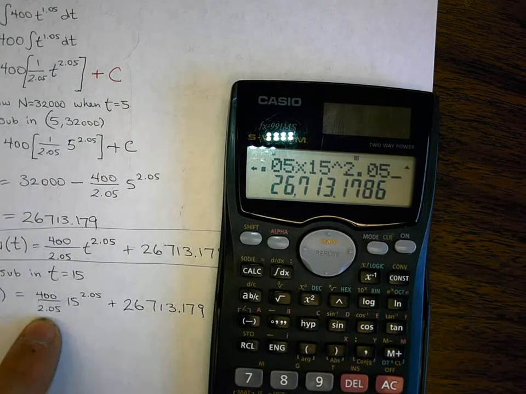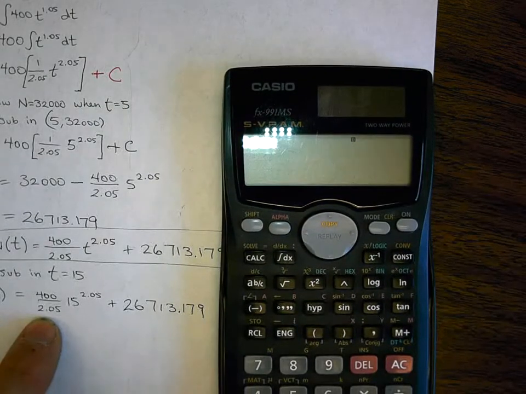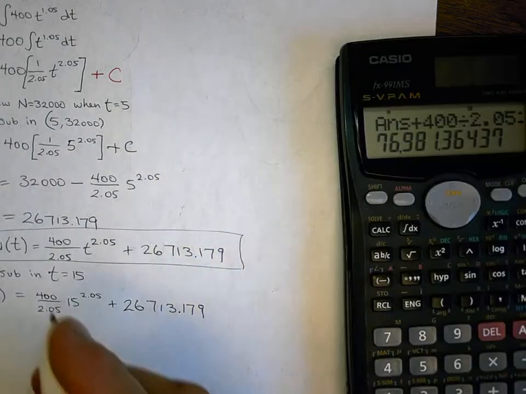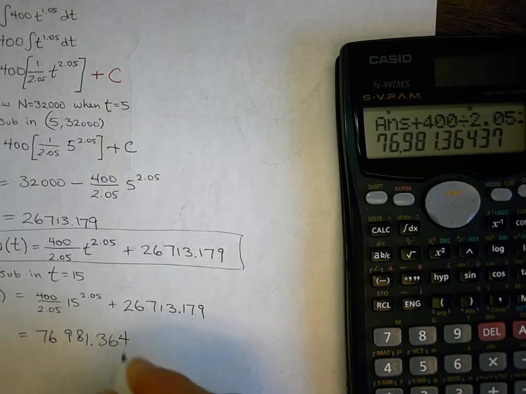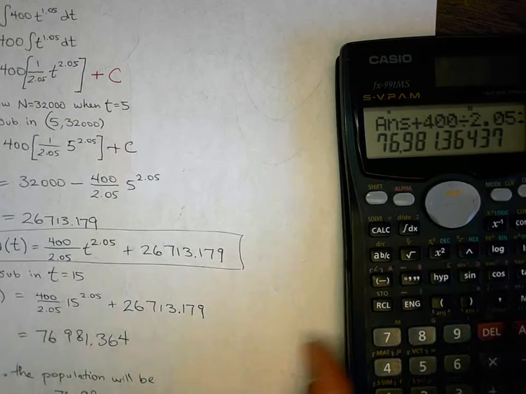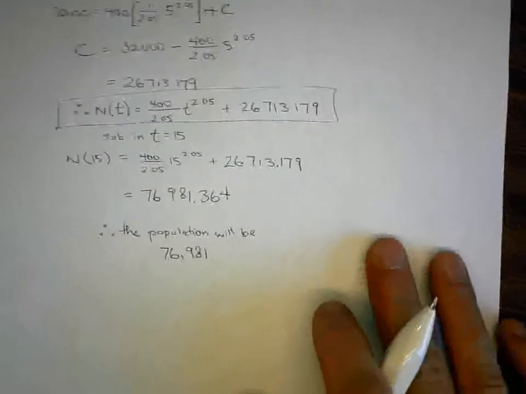My calculator can do order of operations properly. Yours might not be able to. And it does all that, and it gets my final answer, which is 76,981.364. So I'm going to finalize my answer. Therefore, the population will be 76,981. Oh, sorry, and there it is.